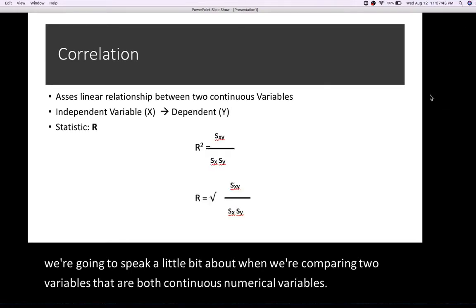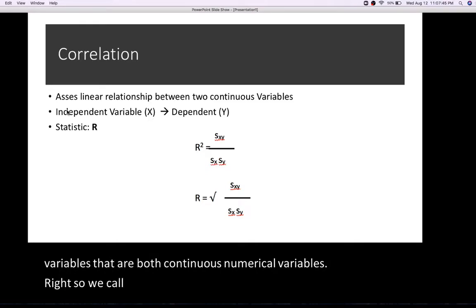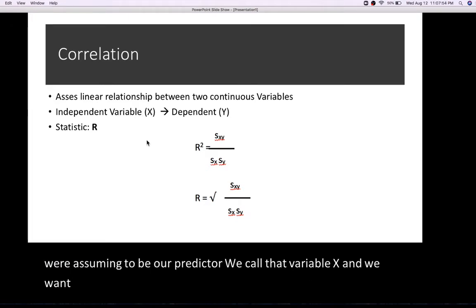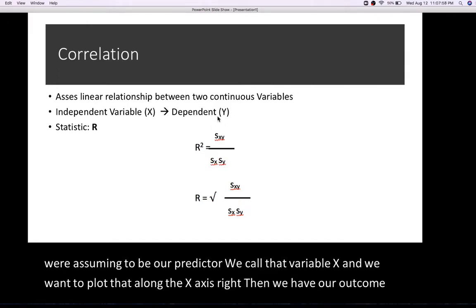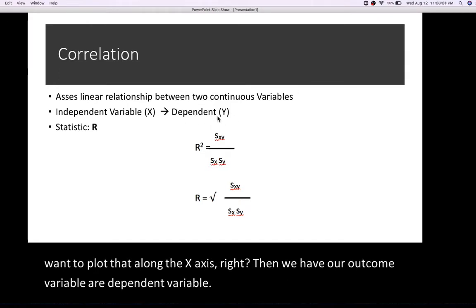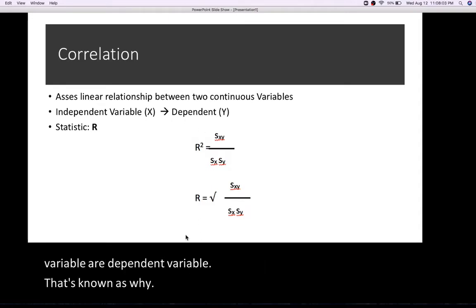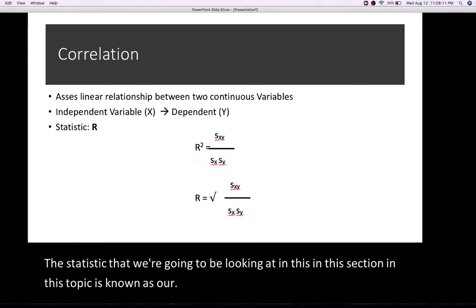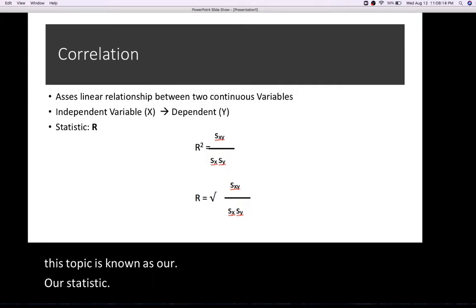Right? So we call the variable our independent variable, our variable that we're assuming to be our predictor, and we call that variable x. And we want to plot that along the x-axis. Then we have our outcome variable, our dependent variable, that's known as y. And really quickly, the statistic that we're going to be looking at in this topic is known as our R statistic.